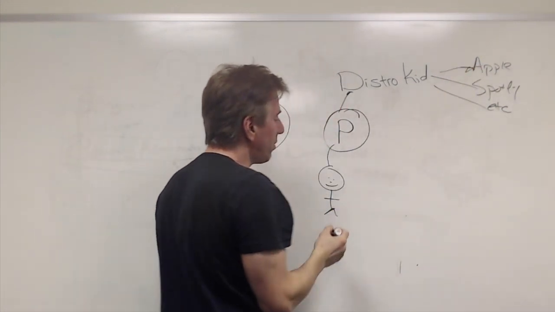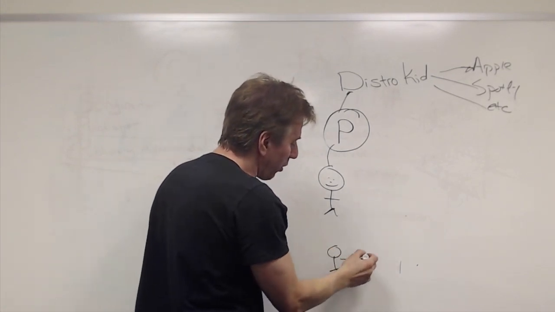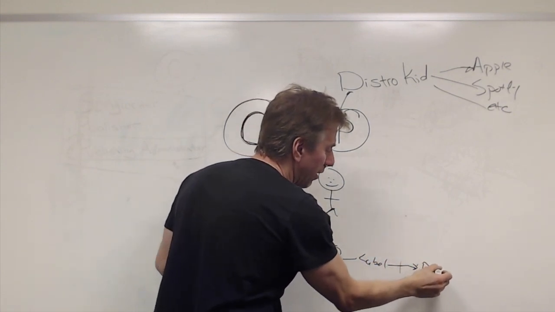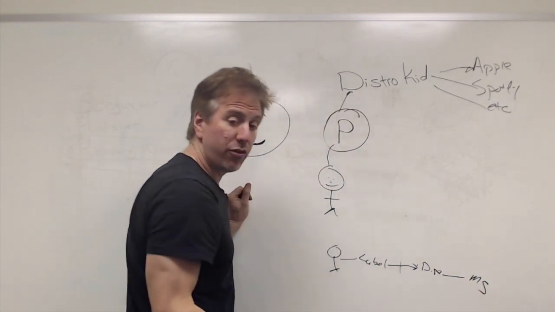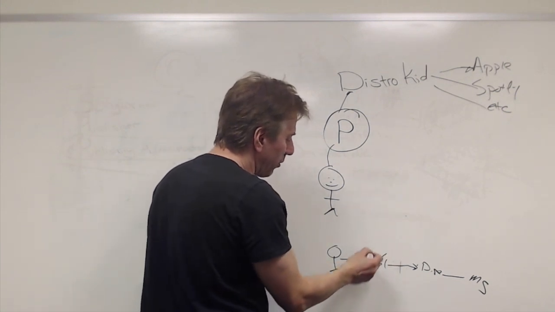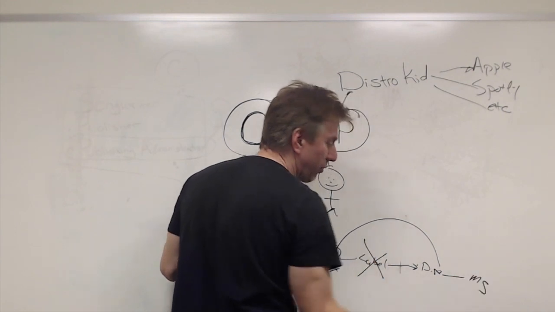Right? So what we've just done here is, if you go back to the old days, the artist would go to a label, the label would have a deal with the distributor, and the distributor would then put the music into the music store. Right? That's the food chain of the past. What's happened with technology is the label has been removed, and now the artist can go directly to the distributor to get into the store.